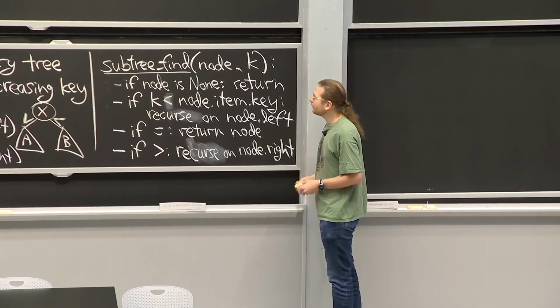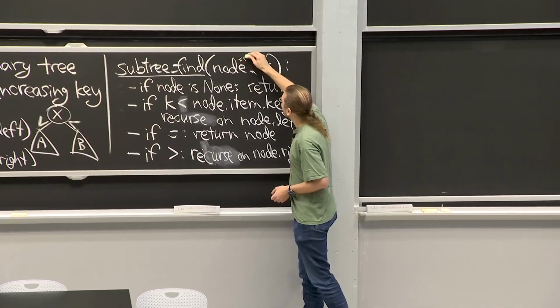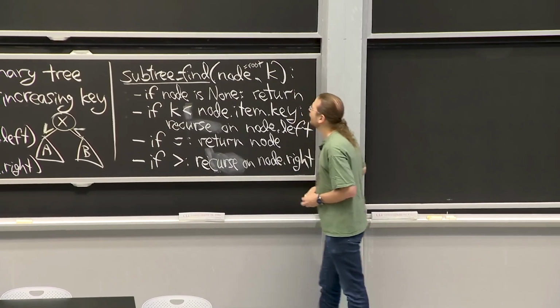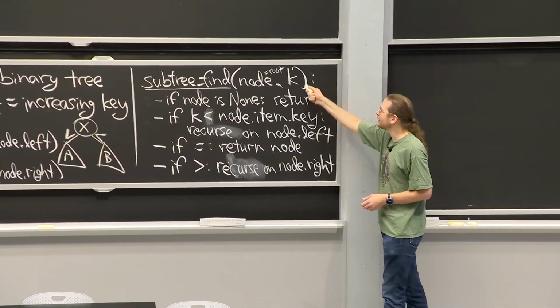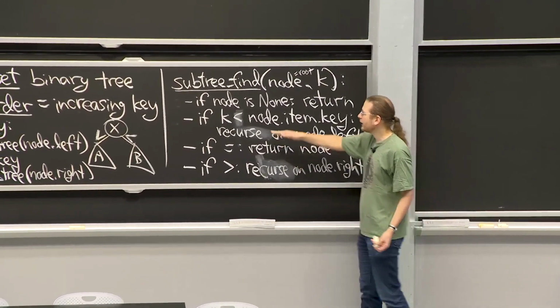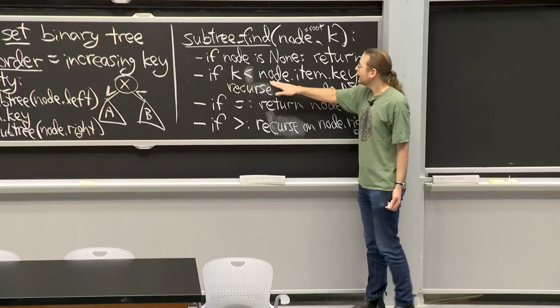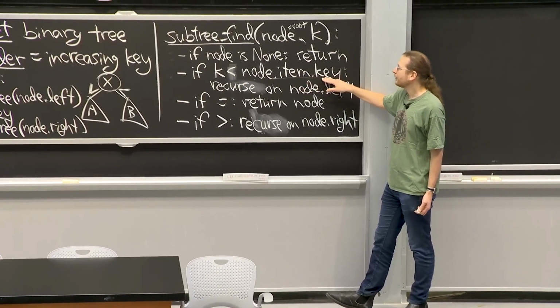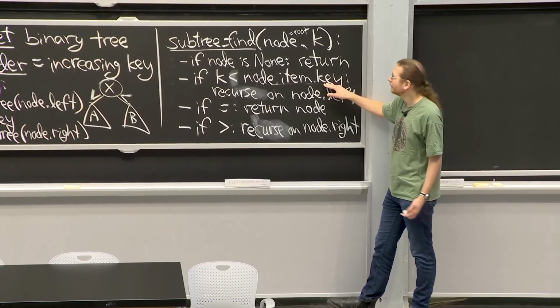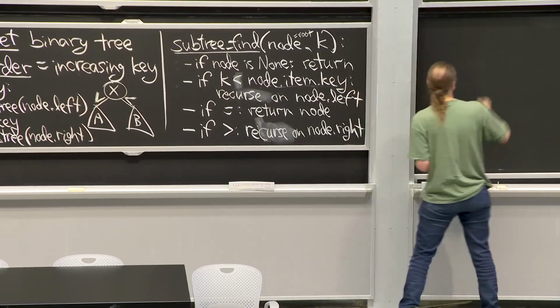We start at the root of the tree, so we can say node equals root initially. And then we can recursively search for a key k as follows. We check, well, if the item at the root has a key that's bigger than k. Let me draw a little picture.